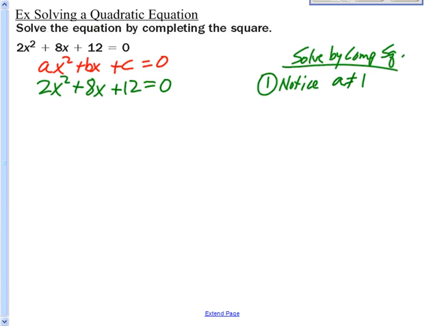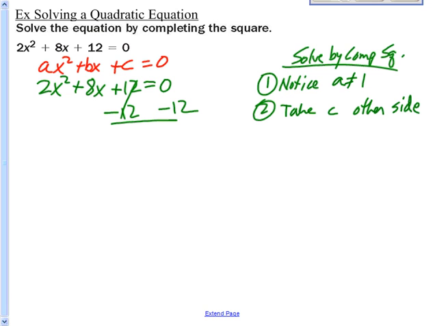My a is 2. Well, the first thing is I still want to get rid of the 12. Go ahead and take c to the other side. So now I have 2x squared plus 8x equals negative 12.